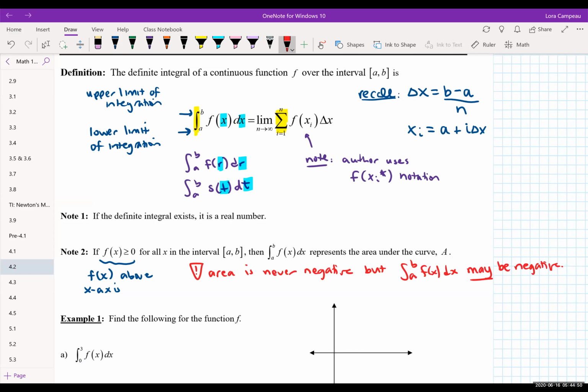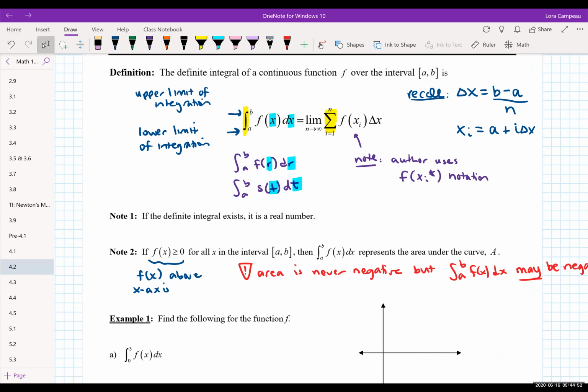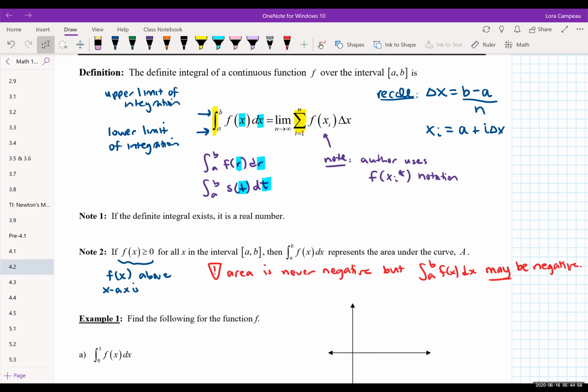And the reason is because the function could end up being below the x-axis, and that's where the negative could come from. But if every part is greater than or equal to 0, then we have an area under the curve. So I kind of like to go over a little bit of notation and some confusion back and forth so that we can compare for ourselves.